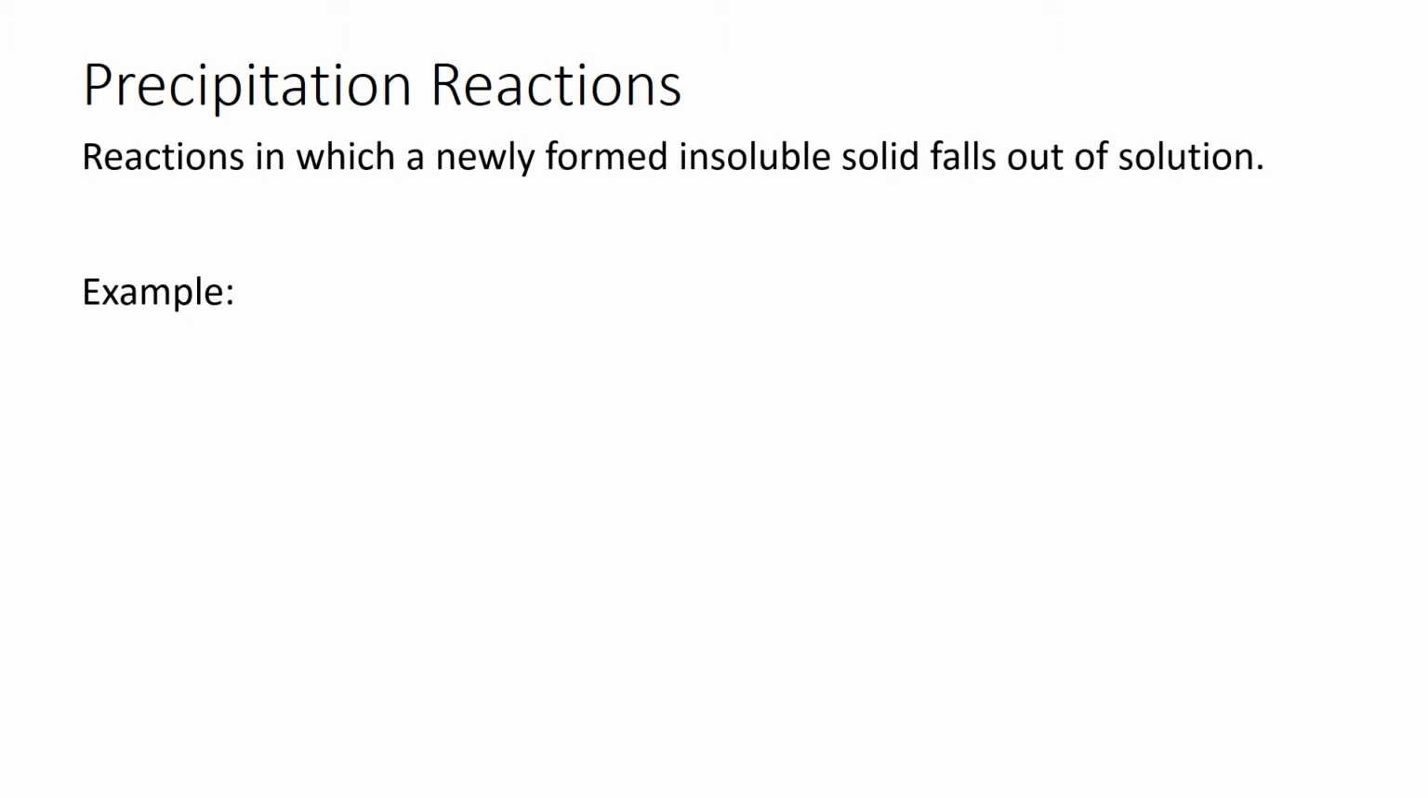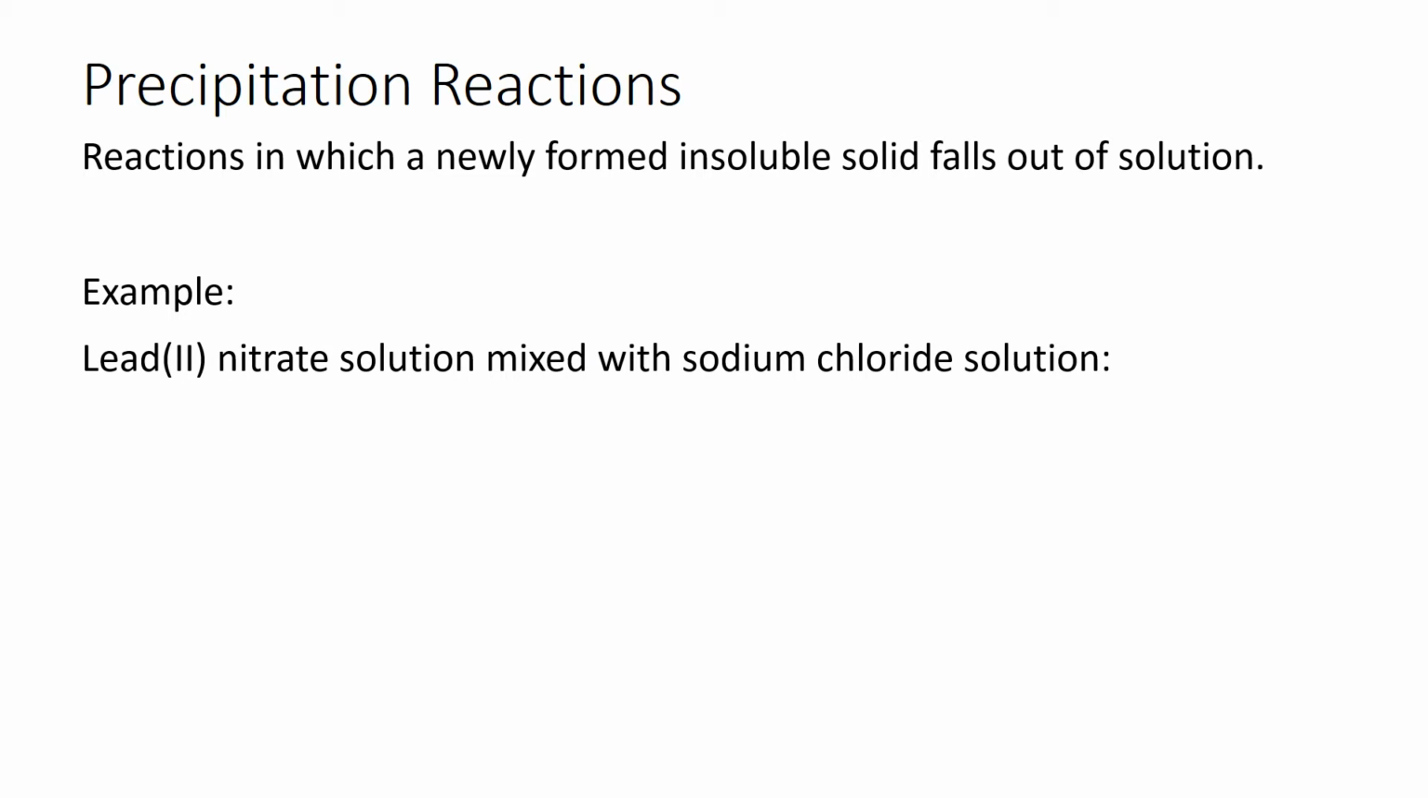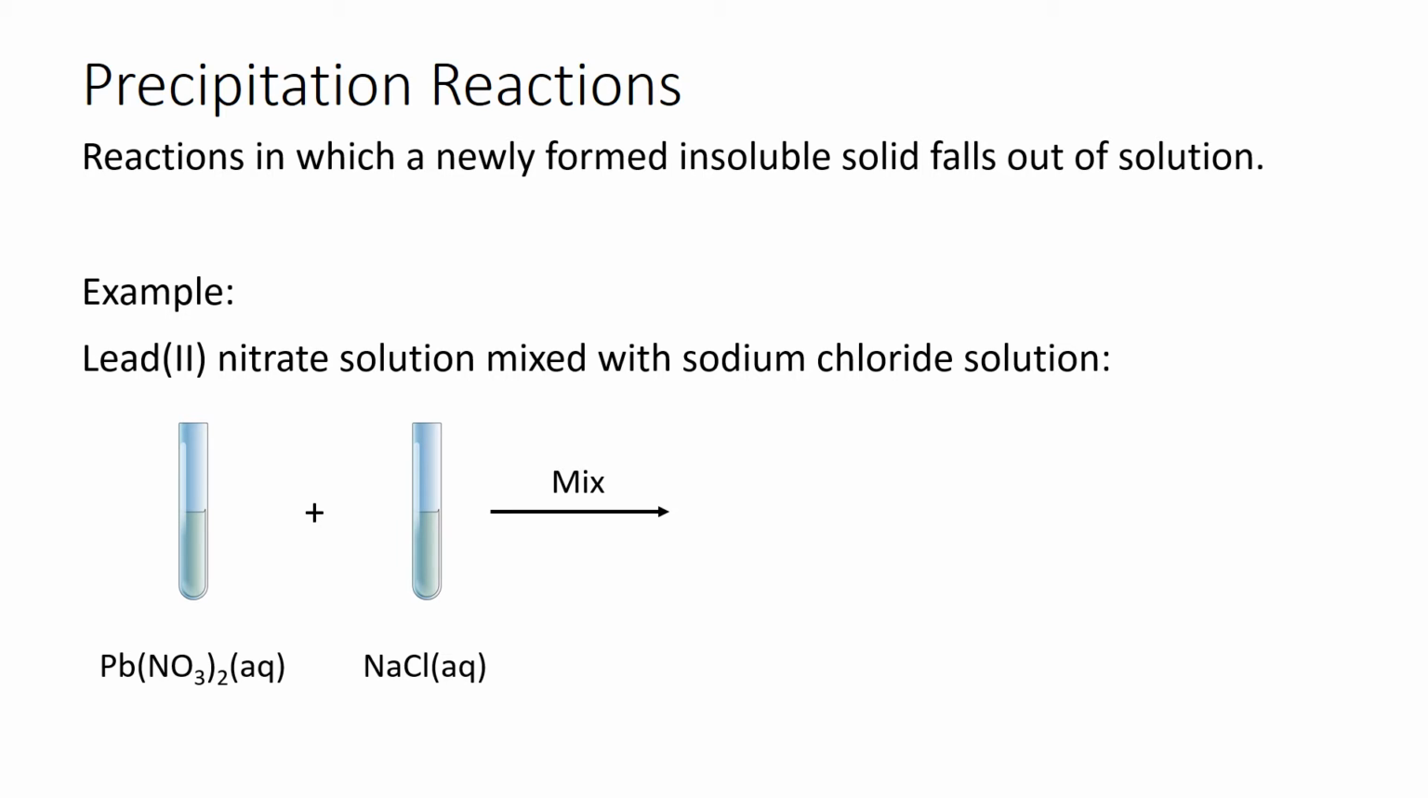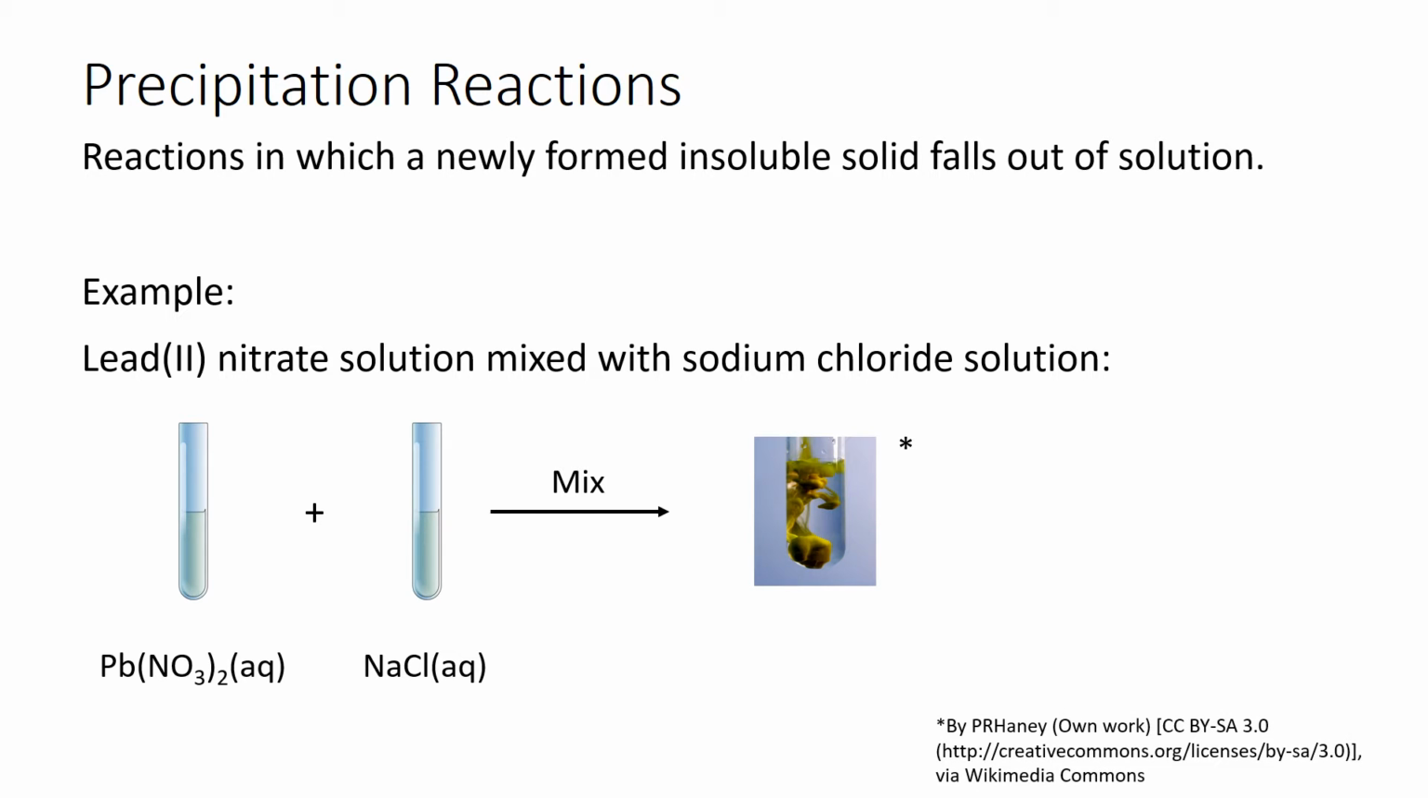Here's an example. We'll start out with some words. Lead 2 nitrate. You mix that solution with sodium chloride, and there's the most condensed representation of lead 2 nitrate in solution, sodium chloride in solution. We want to know what happens if we mix them. Well, this is what actually happens. This is a picture of a solid forming when we mix these together.